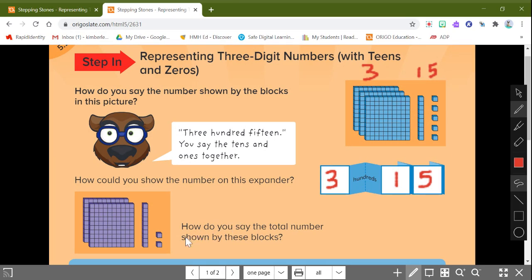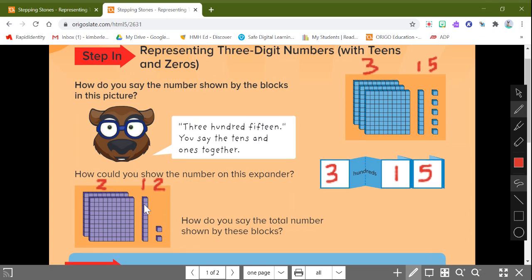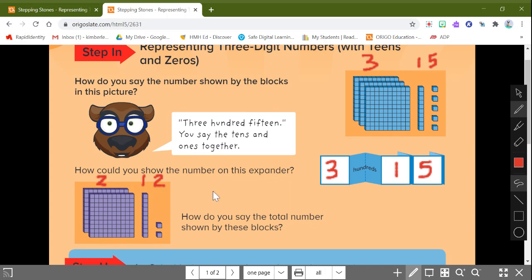Let's look down here. How do you say the total number shown by these blocks? Remember, I'm going to make notes for myself, so I have 2 hundreds blocks, 1 tens block, and 2 ones blocks. So this number would be 200. What did you say? If you said 212, you're correct.